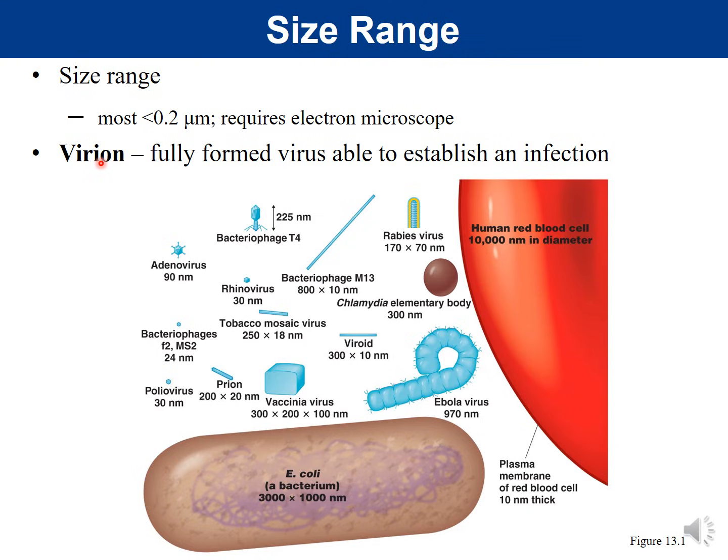When we talk about a virus, we often will talk about a virion. And a virion is a fully formed virus that's able to establish an infection, meaning that the virus is assembled and it's ready to infect a host cell.